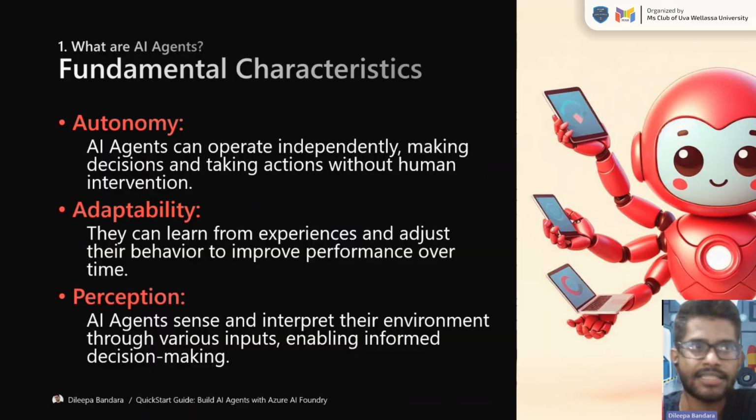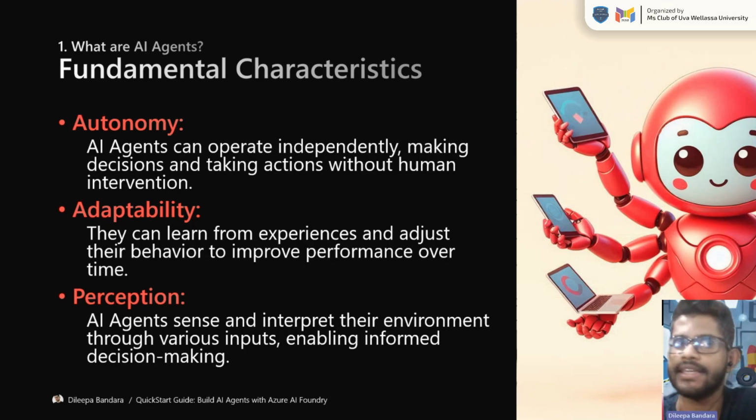So next one is adaptability. Adaptability means they can learn from experiences and adjust their behaviors to improve performance over time, right? That means agents are almost equal to humans these days. So AI agents actually try to mimic human behavior. They can do things and adapt to environment changes.